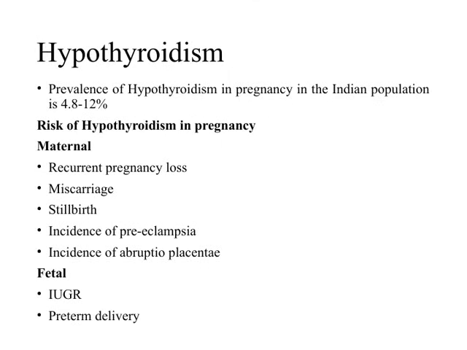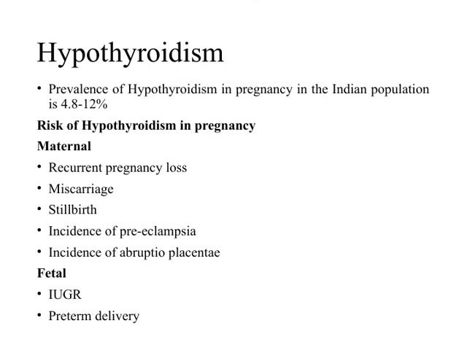Let's talk about hypothyroidism in pregnancy, which is surprisingly quite common in our population, with a prevalence ranging from about 4.8% to 12%. That means roughly 1 in 10 pregnant women could be affected, so it's definitely something we need to be aware of. Now, the risks associated with hypothyroidism during pregnancy are significant, both for the mother and the baby. For maternal risks, we see an increased chance of recurrent pregnancy loss and miscarriage, which can be deeply concerning for women trying to conceive.